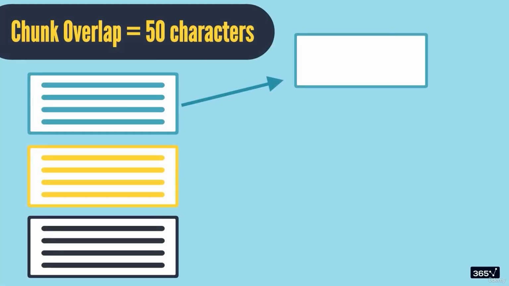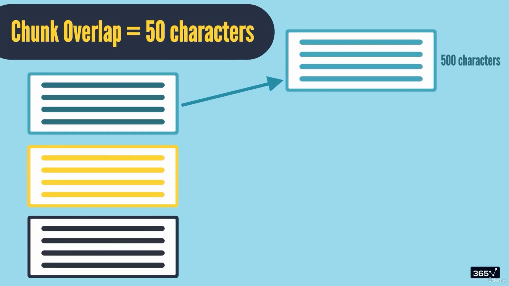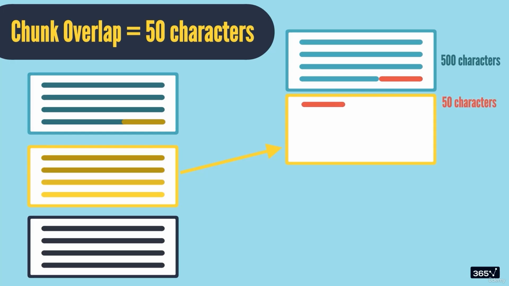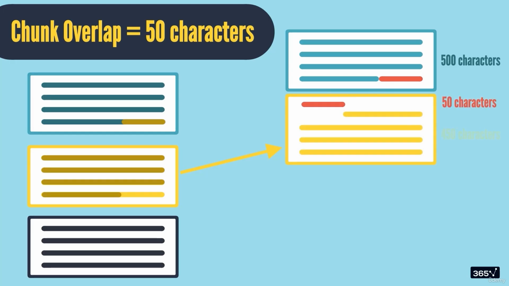So, the first chunk remains unchanged. The second chunk, however, begins with the last 50 characters from the first chunk and continues by taking 450 characters from the rest of the text.